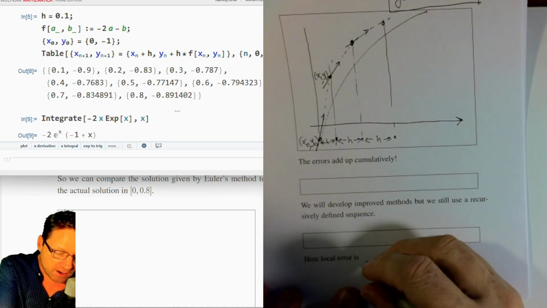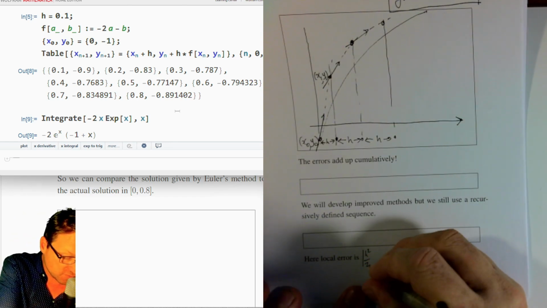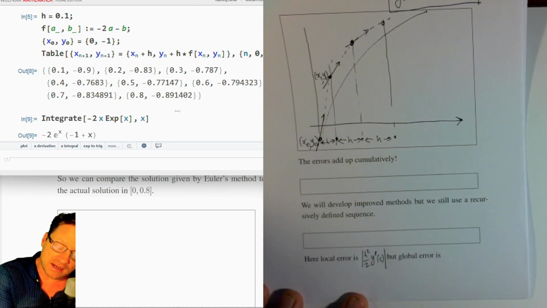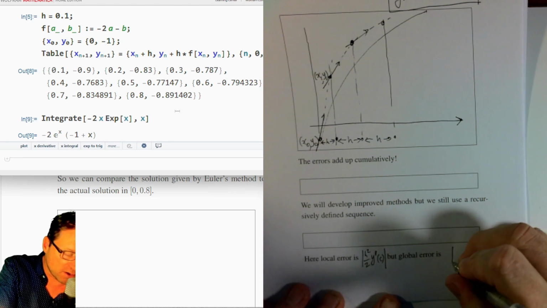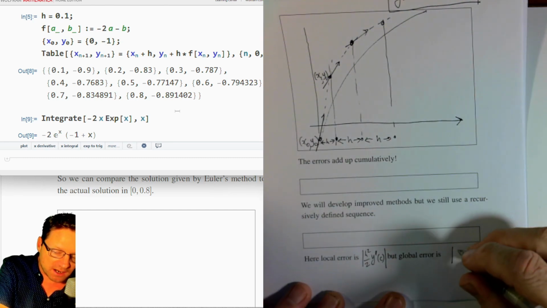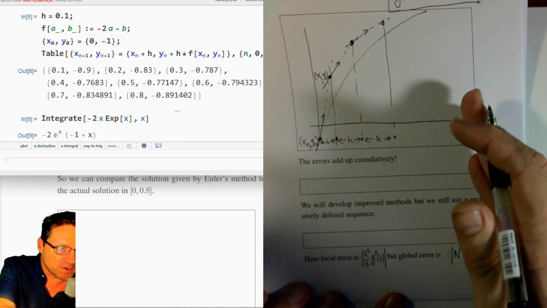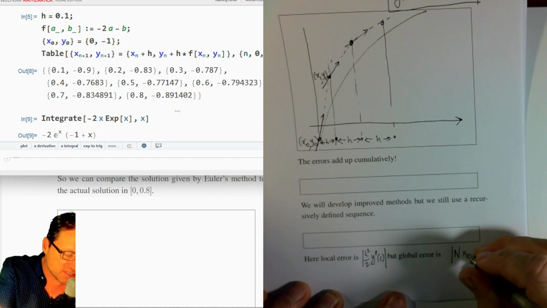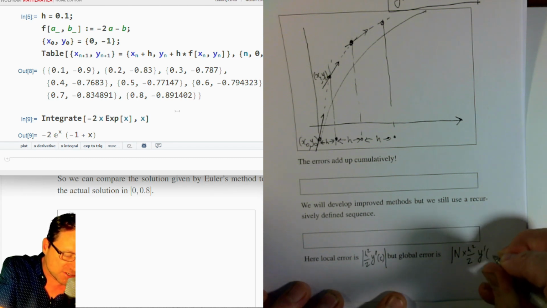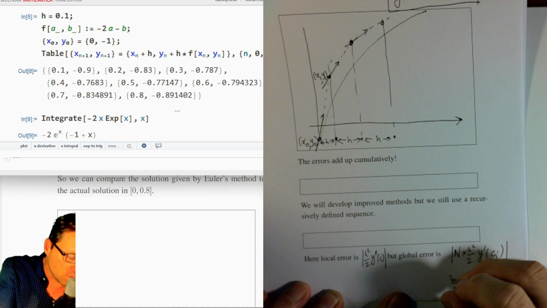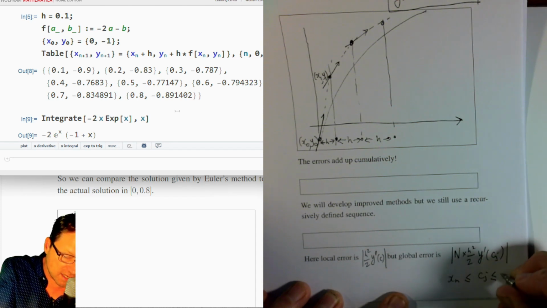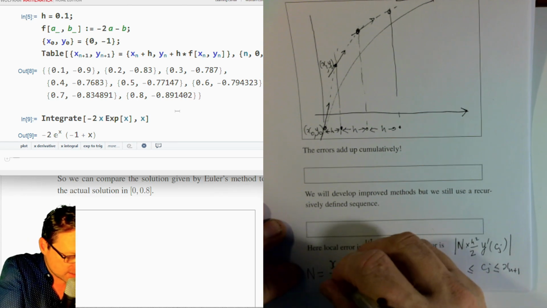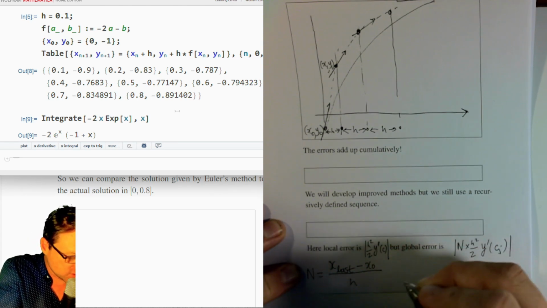So here the local error is the absolute value of h squared over 2 times the second derivative at some c, where c is between xn and xn plus 1. So the global error is, because these things add up, n, where n is the number of terms we produced with the sequence. So n times h squared on 2 y dash of cj, where cj is between xn and xn plus 1. Okay, so n is equal to x, the last one, minus x, the first one, over h.